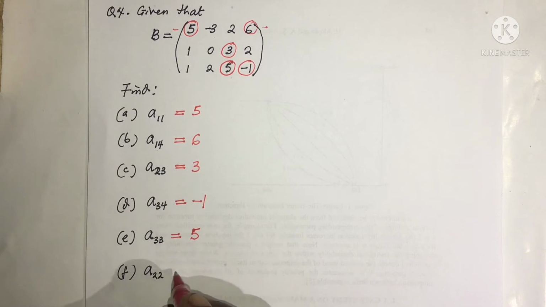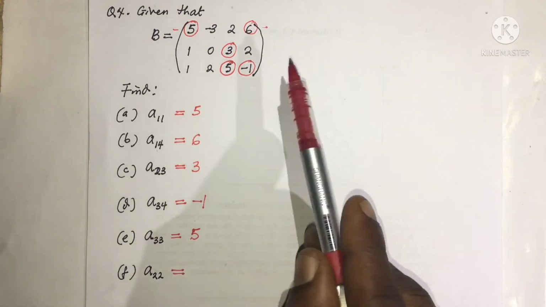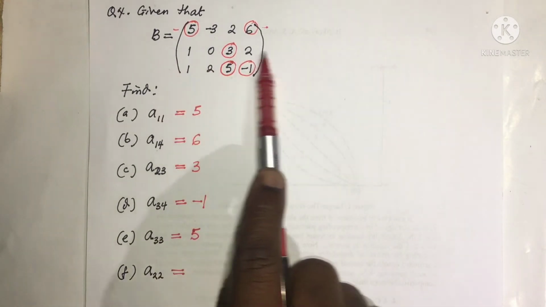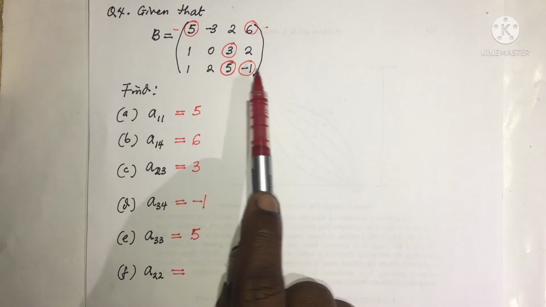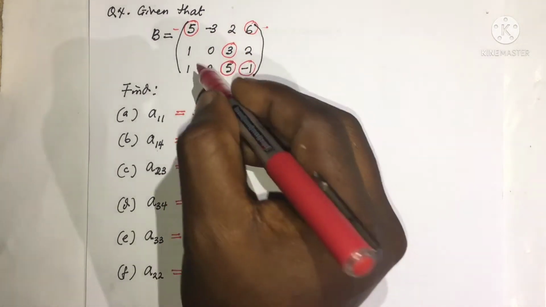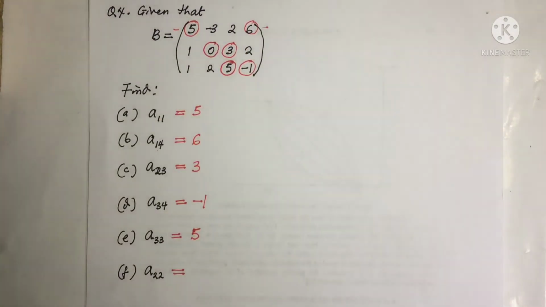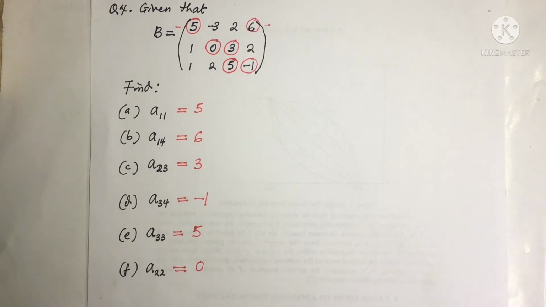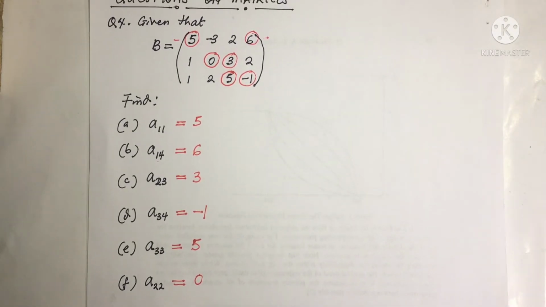Then A22 is the number occupying the second row and second column. So where is the second row in this matrix? This is the second row and this is the second column. So the number we seek is 0. So you can see that it is very easy to identify numbers based on their position or location in any matrix using the index of each alphabet. Okay, so let's move to problem number 5.